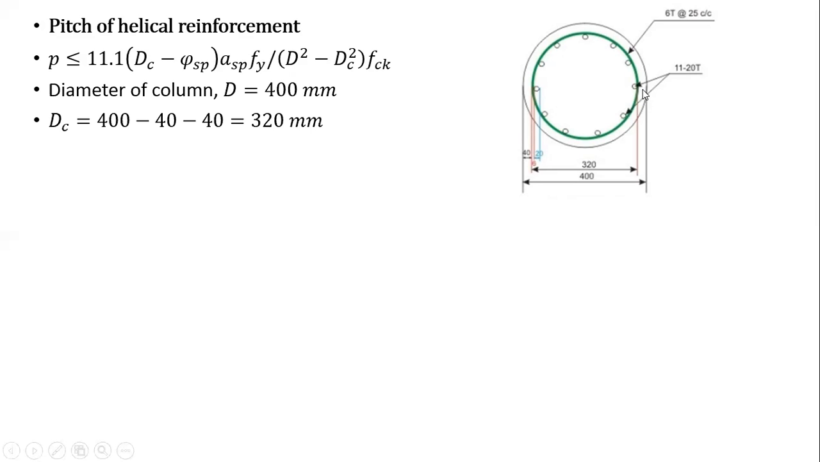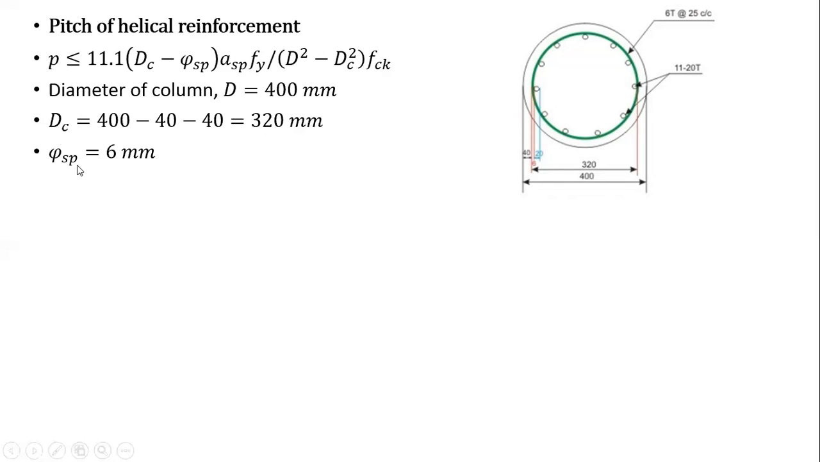So what is left here? This is cover here and this is cover here. In columns we are using 40 mm cover. So this is 400 minus 40 on this side and 40 on this side. So we get 320 millimeter as the diameter of the core.